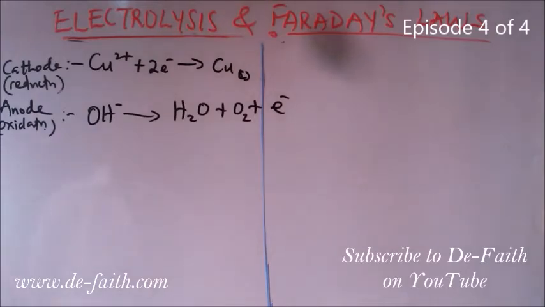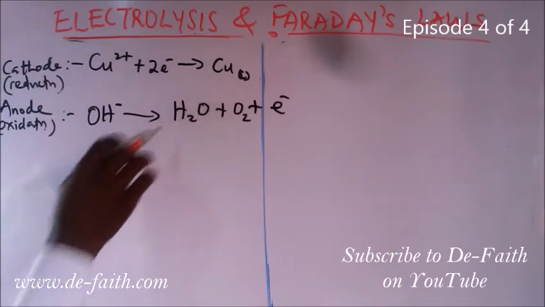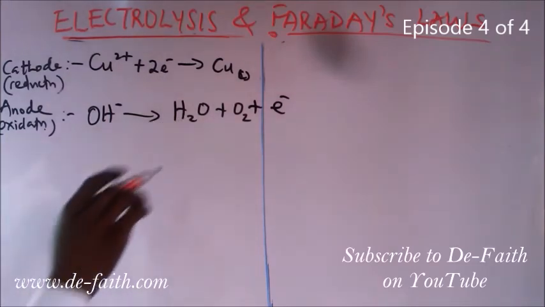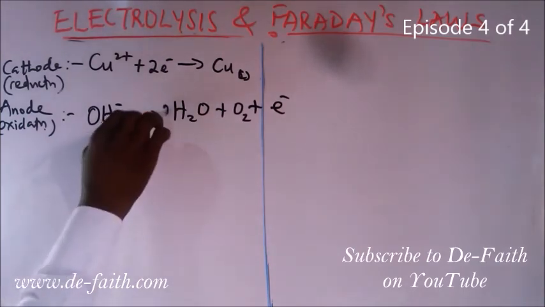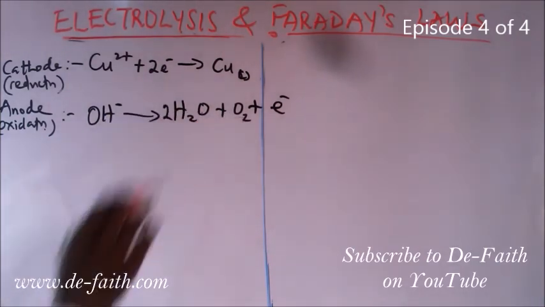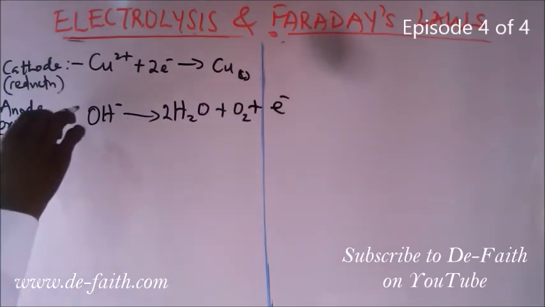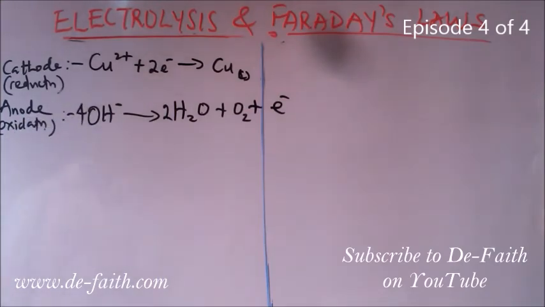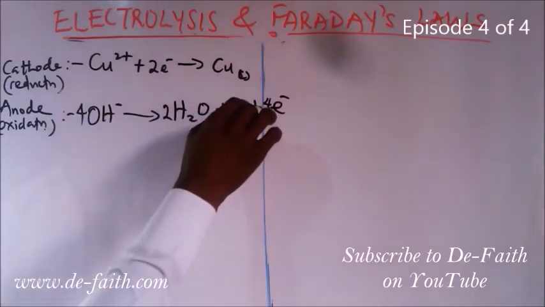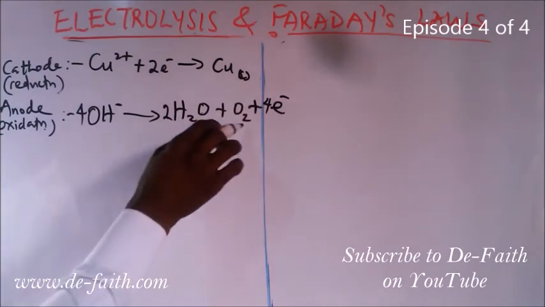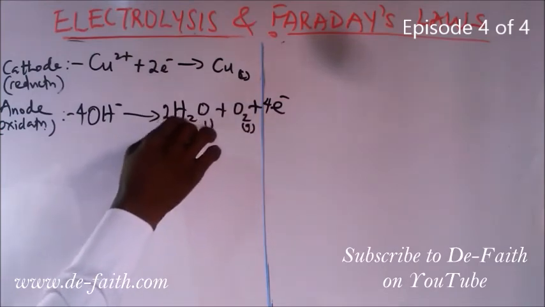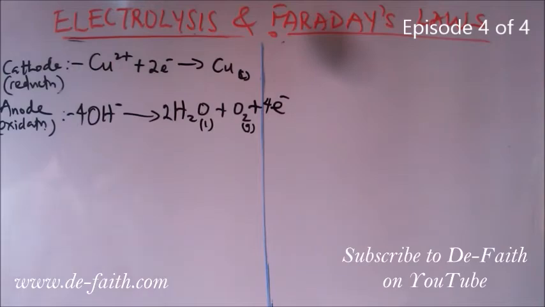And so the next thing is that we need to balance this out. We have 2 of hydrogen here, we have 1 here. We have 2 oxygen and we have 1 oxygen here. And so if we put 2 here, we have 2 of oxygen and we have 2 of oxygen, making 4. And so if we put 4 over here, next thing is that if this is to happen, 4 electrons must have been given off in the process. So oxygen as the gas and water as a liquid, and then we have the electron which was also discharged.